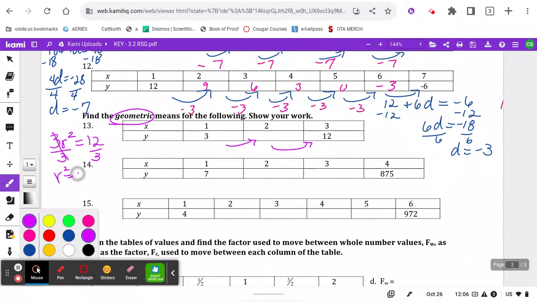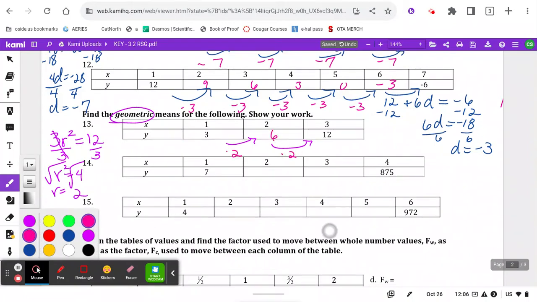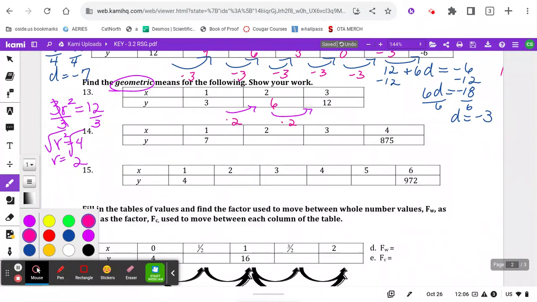So we get r squared equals 4. We square root both sides. We know that our common ratio is 2. So 3 times 2 is 6. 6 times 2 is 12. There it is. Okay, well, now the numbers get bigger, so hopefully you are comfortable with that equation.